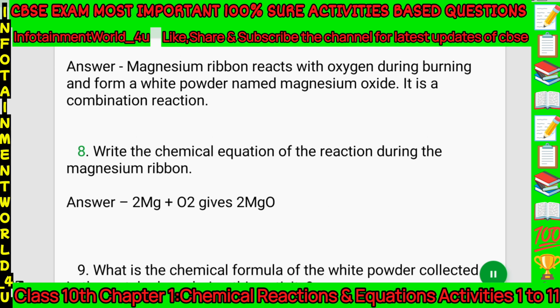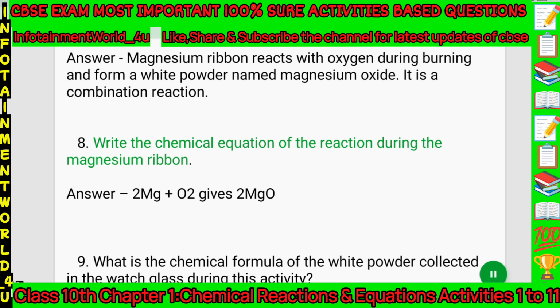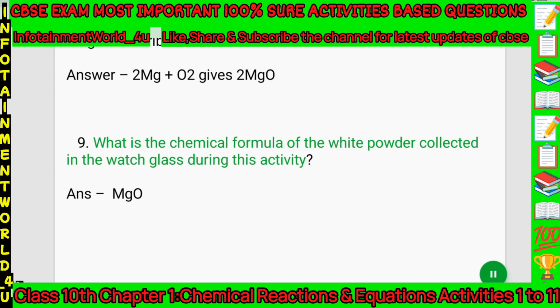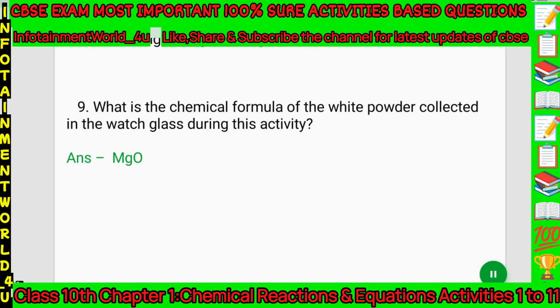8. Write the chemical equation of the reaction during the burning of the magnesium ribbon. Answer. 2Mg plus O2 gives 2MgO. 9. What is the chemical formula of the white powder collected in the watch glass during this activity? Ans. MgO.